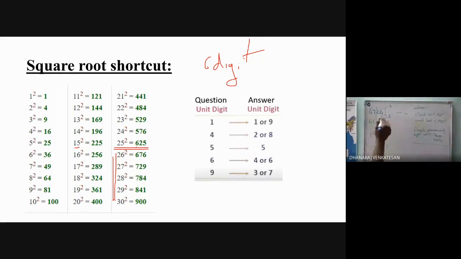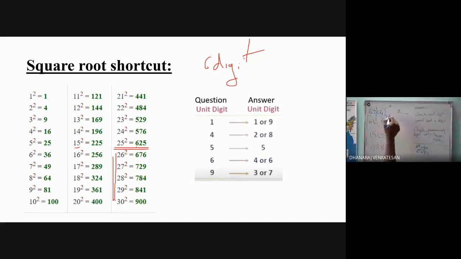Okay, omit the last two digits and go through the table. Second and third step: 67 will come between 8 square and 9 square, because 8 square is 64 and 9 square is 81. Between these it will come. Take the smaller number, 8.